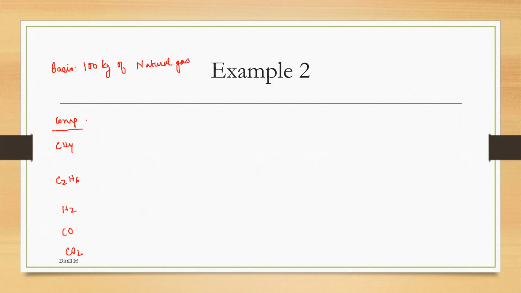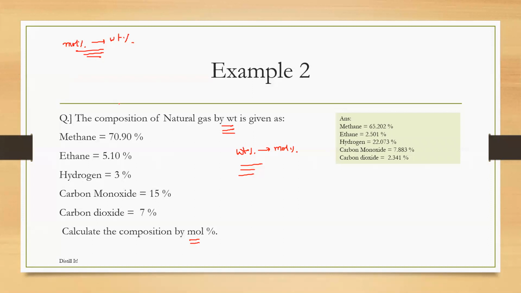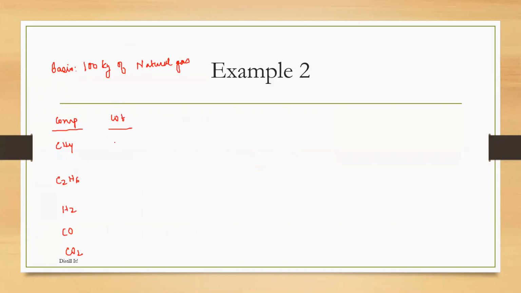All right. Then since we have the components, and we have the weight percent of each of the components, we only have to write down the same weight percent, that is 70.9 kg. This is going to be 5.1 kg. This is going to be 3 kg. This is 15 kg. And this is 7 kg. All right. Then once you get the weight, this is going to be your step number 1. Get weight.